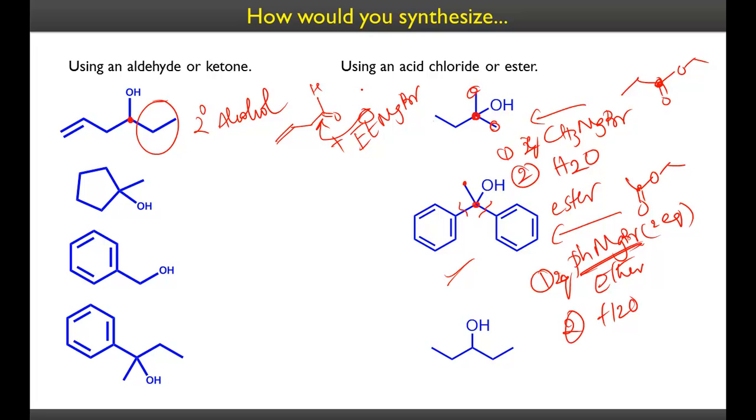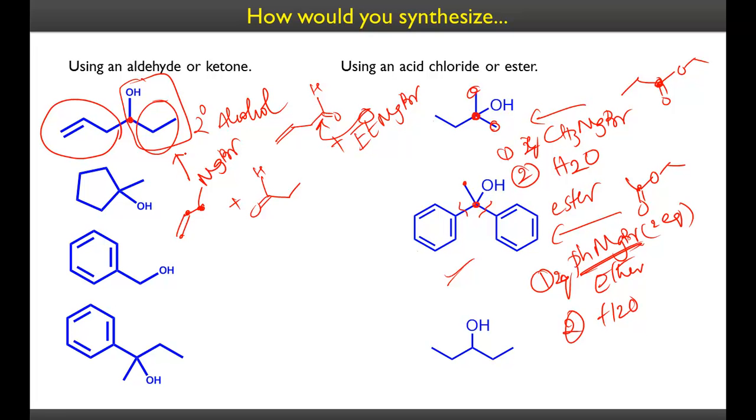Or I could reverse the polarity. I can take this side as a side chain, and then the whole thing can be the aldehyde. So then I need a propanal plus allyl magnesium bromide, because this is an allyl group, right? You have 3 carbons, so we need to make sure there are 3 carbons, and magnesium bromide, and now as a result I can make the very same alcohol again.